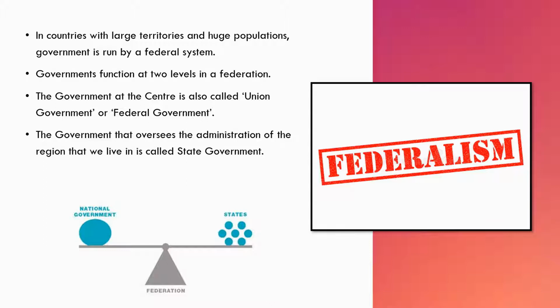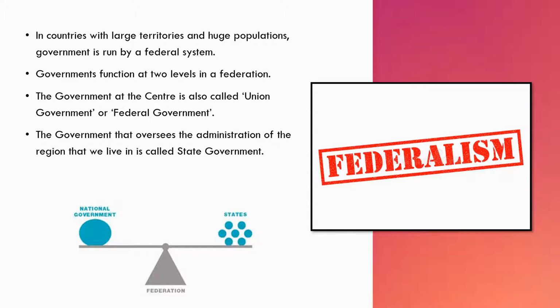The system of running the administration of a country cooperatively by the governments at two levels, making laws about different subjects, is called federalism. So by now it must have been clear to you what federalism is. Federalism is government working at two levels. We have a government working at the national level, which we also call the union government, and the government working at the state level.